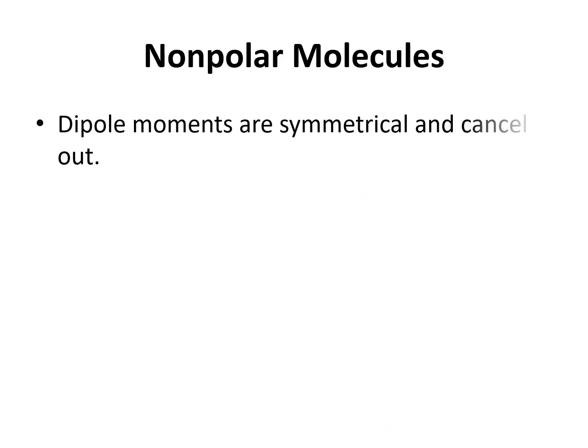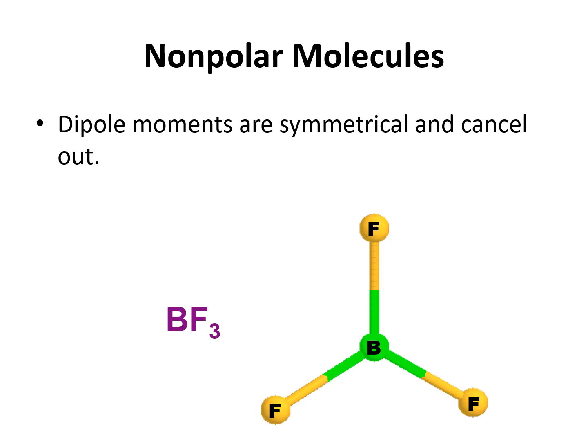So nonpolar molecules, dipole moments are symmetrical and cancel out. So let's look at BF3. Boron does not have any extra lone pairs on the central atom. Think of it as if they were all pointing out this way. They were all pointing out, and they're all pulling outwards toward the fluorines with the same amount of electronegativity. So not one side wants more than the other. So because this is symmetrical, it is considered non-polar.